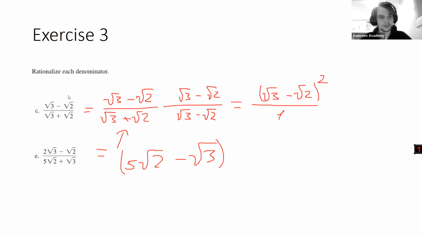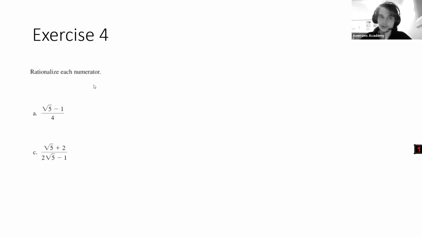So the fourth exercise, numerator. I don't know why we would have to explain this again, because it's pretty much the same, right? We're still multiplying by the same multiplier on the top and on the bottom. We're just simplifying the numerator now. So what would be the conjugate to this one? Root 5 plus 1. Yeah, and to this one? Root 5 subtract 2. Great.